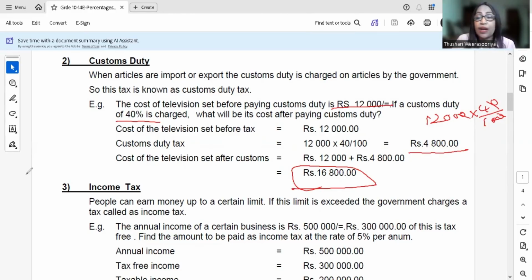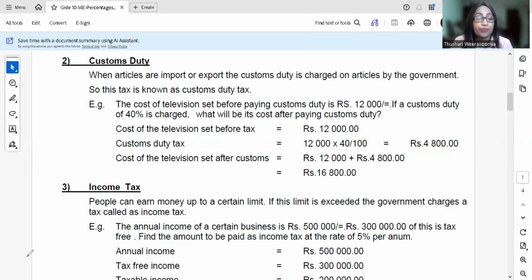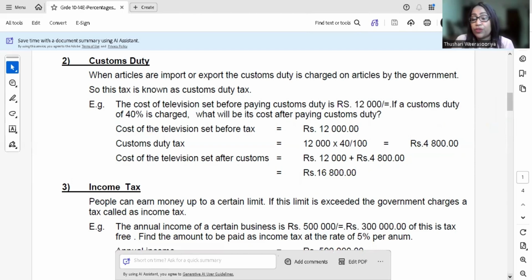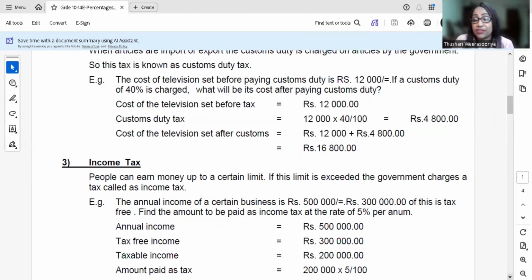Now we go to the next one, income tax. Right? Income tax means the tax we charge for income. Right?